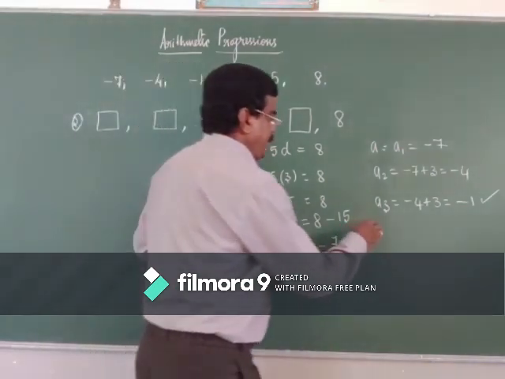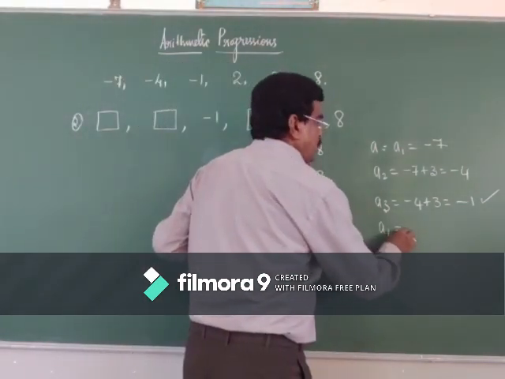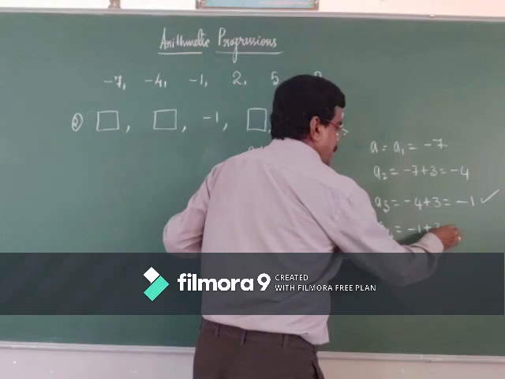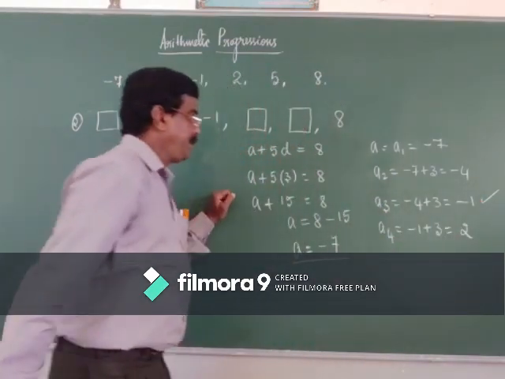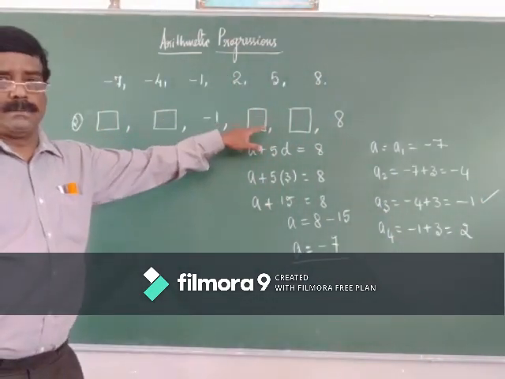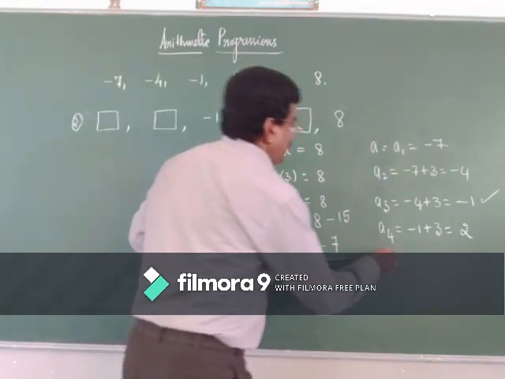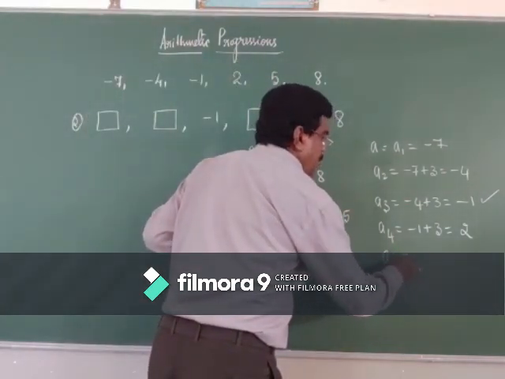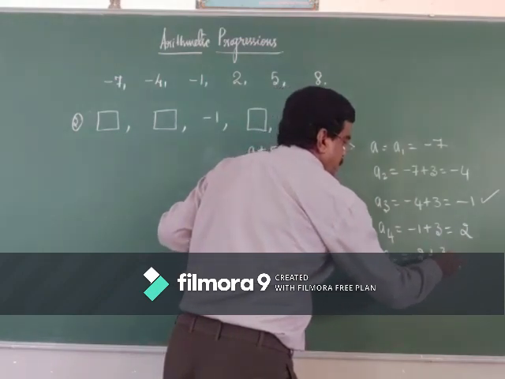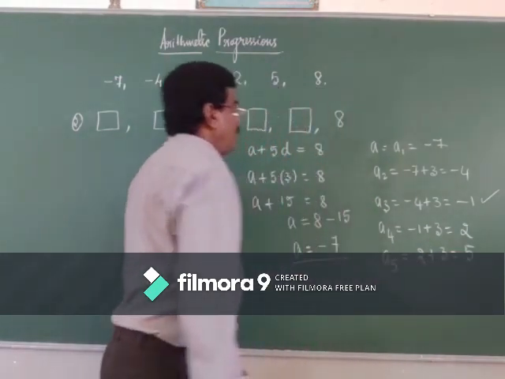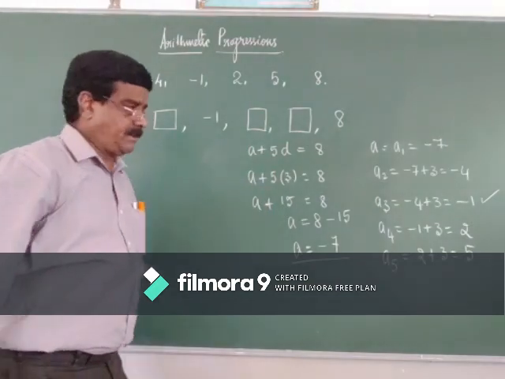Let us proceed again. A4 is equal to minus 1 plus 3, which is 2. You can see here, in this box, there is the number 2. Similarly, A5 is 2 plus 3, which is equal to 5. You can see this answer here.